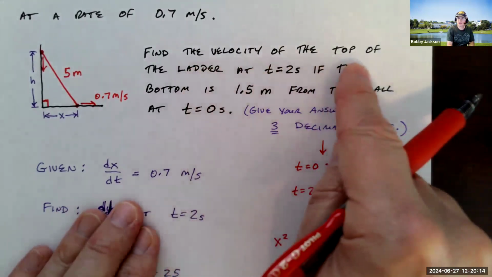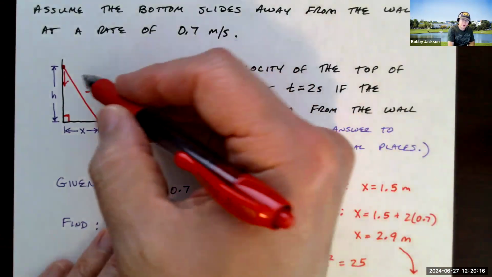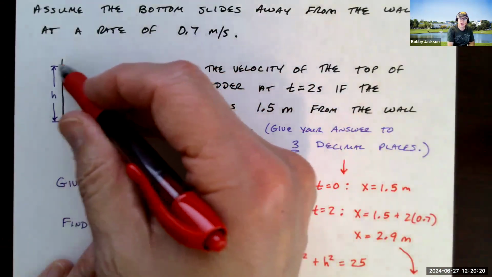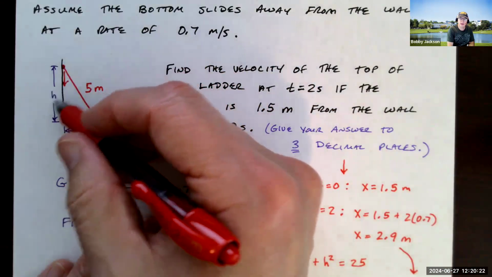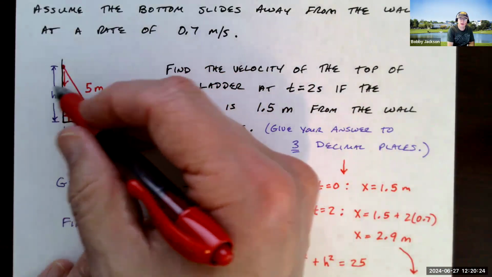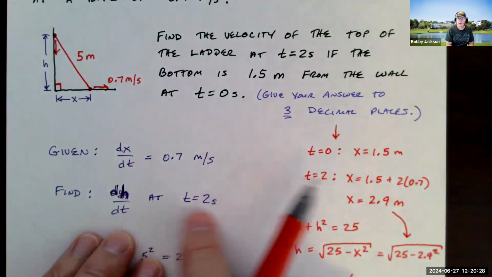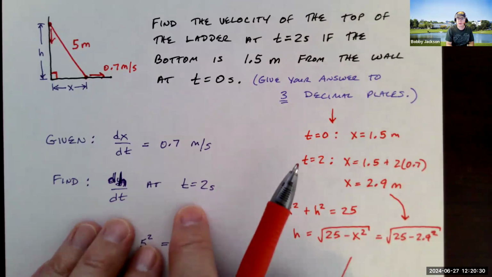Find the velocity of the top of the ladder. Well, the top of the ladder is moving down, and notice as it moves down, I've called h the height here. h is getting smaller. It's changing. It's the rate of change of h with respect to time. So we're finding dh/dt. Of course, we're going to find it at t equal 2 seconds.